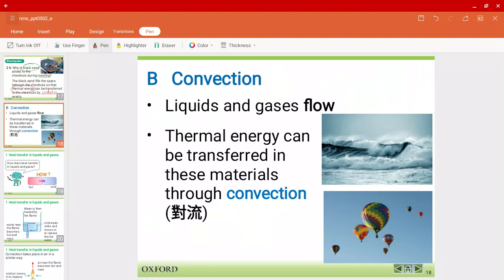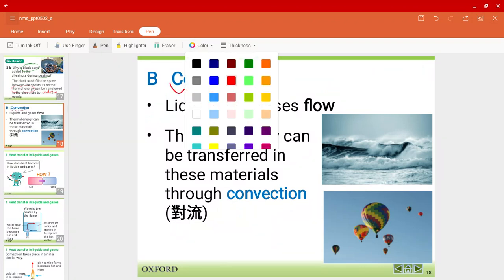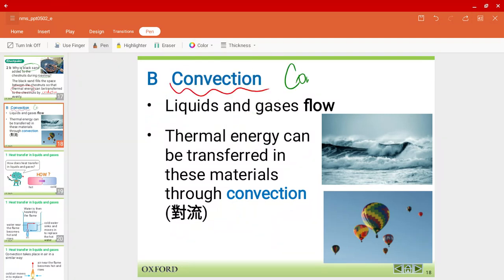Mr. Harris here, and welcome to a new video of Chapter 5.2. In this video, we're going to talk about convection. In the previous video, we already learned about what conduction is. In this video, we'll be focusing on convection.